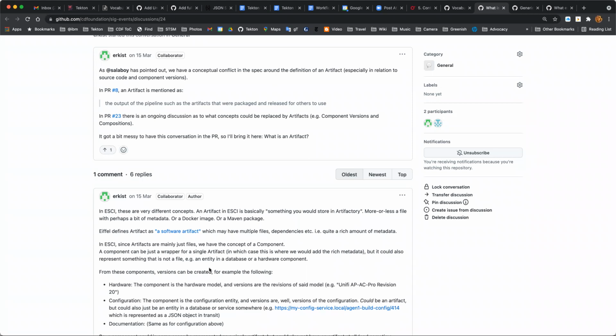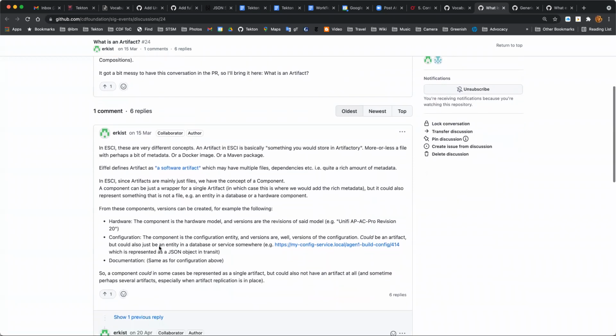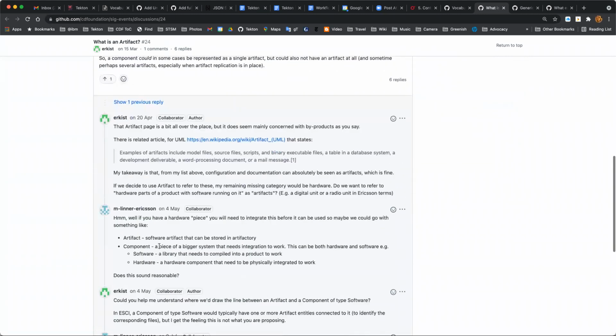But my question is, do we see all these things as artifacts? Is everything that is produced by a continuous delivery pipeline an artifact, or do we have different types of things that are produced, and we call files artifacts? That's another way of looking at it. I think that was my main point here.